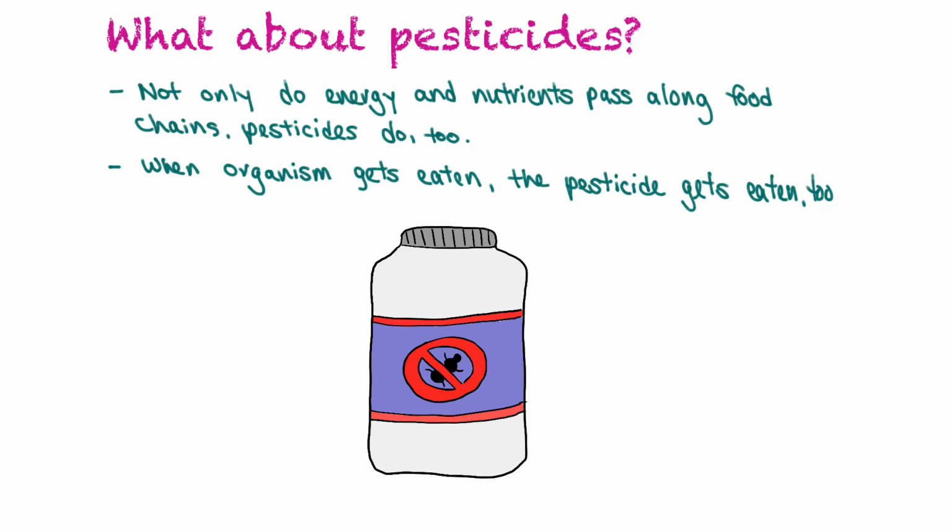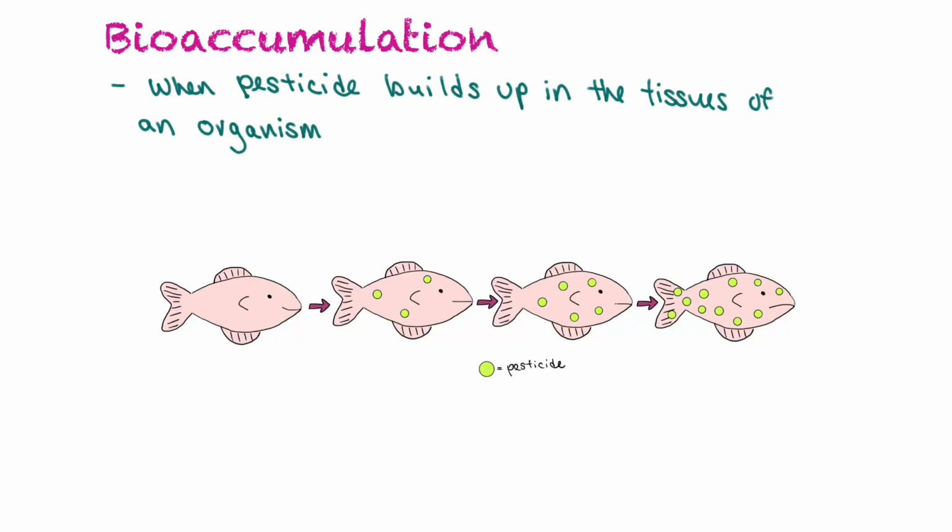Just like energy passes through ecosystems and through food chains, pesticides can as well. So nutrients and energy are passing along, and pesticides pass along too, but there are disastrous effects. When an organism gets eaten, the pesticide gets eaten too, and it goes on to the next trophic level. So there are 2 different terms that we need to become familiar with. The first one is bioaccumulation, and that's when the pesticide builds up in the tissues of an organism.